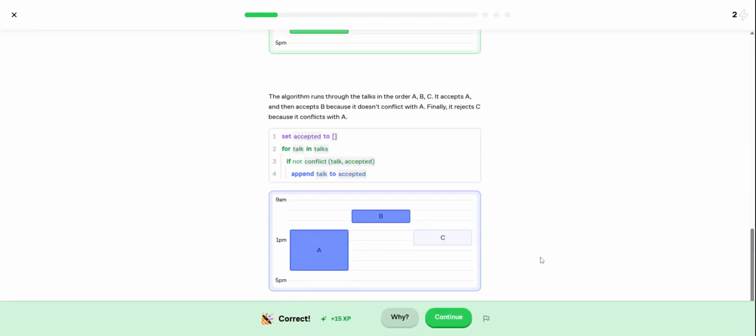The algorithm runs through the talks in the order A, B, C. Firstly, it accepts A on the left, then accepts B because it doesn't conflict with A. Finally, it rejects C because it conflicts with A. So only A and B are correct, shaded in blue once again. Alright, another a little too simple problem here, I suppose. Continue.